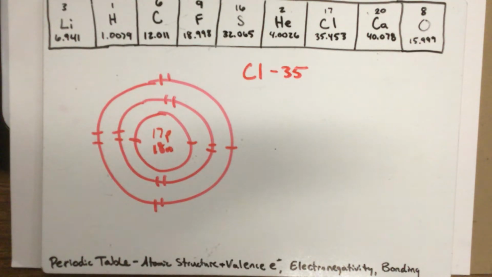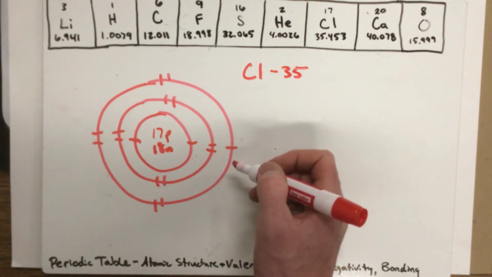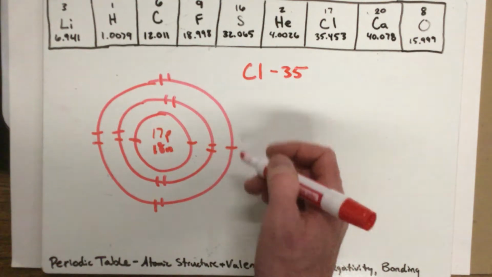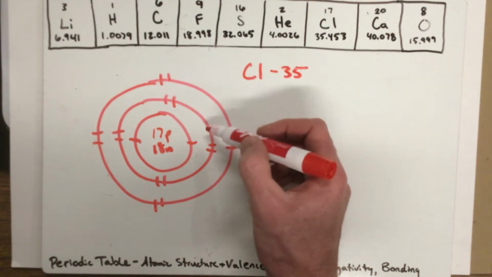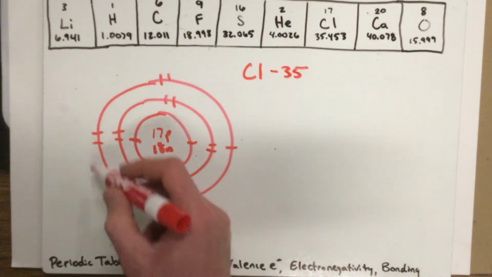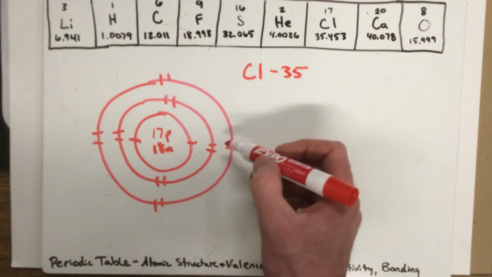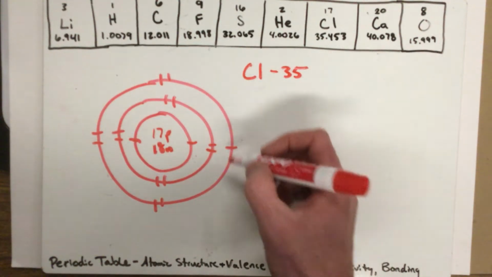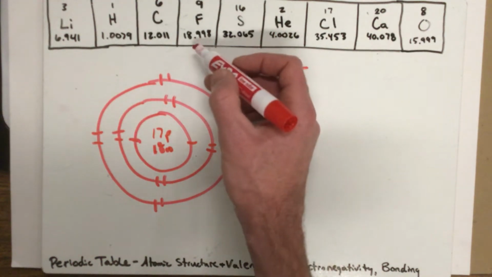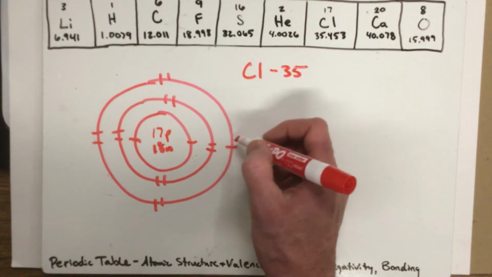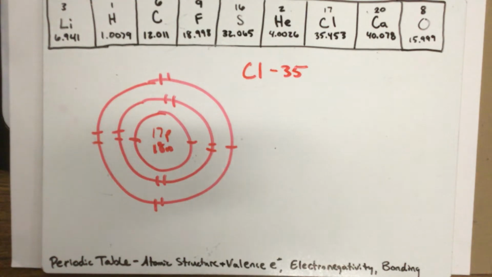So chlorine wants to fill that outer shell quite badly. Not as bad as fluorine, and that just has to do with the fact that these electrons in this shell are further away from the nucleus. They don't feel the nucleus as much, and so it's almost like it doesn't care quite as much as fluorine, but it cares quite a bit. It's so close. It's so close to being full. So it's going to try to gain an electron somehow.